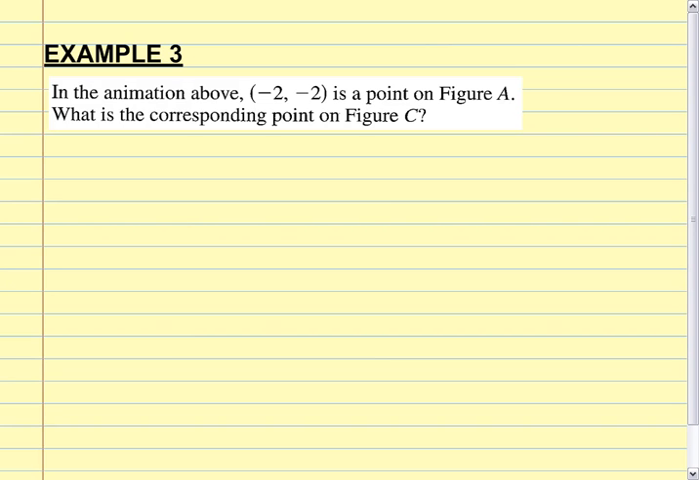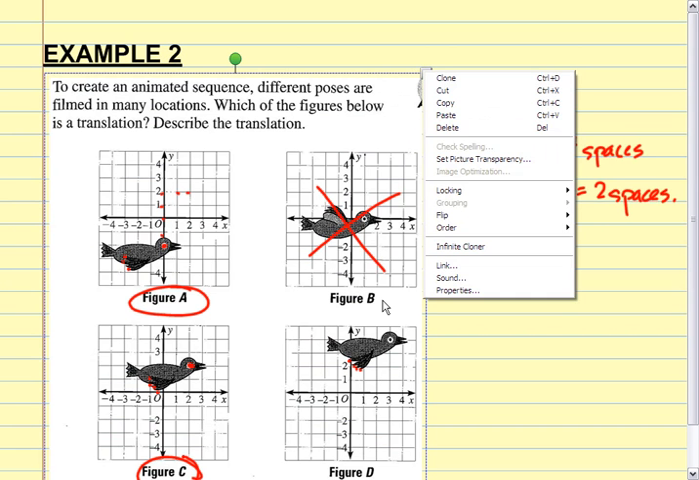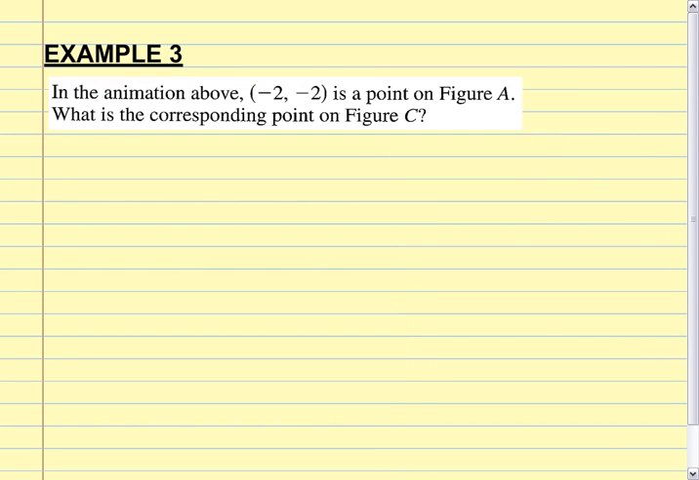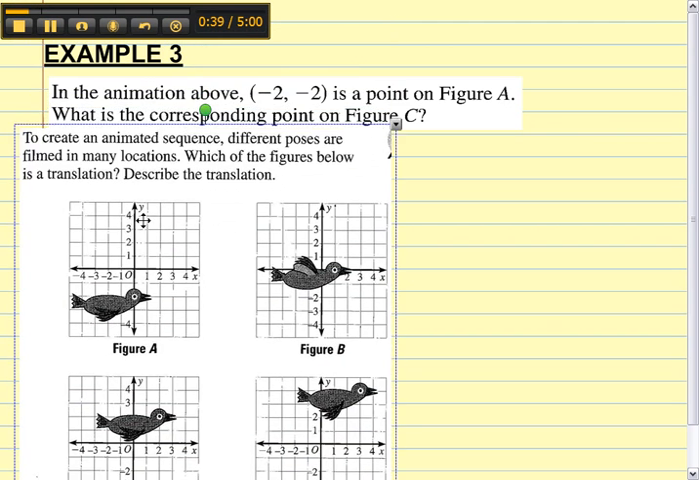Okay, folks, now, in example number 3, it says in the animation above, the one that we just did in example 2, -2 comma 2 is a point on figure A. Okay? What is the corresponding point on figure C? Now let's go back and look at this picture. In fact, I'm going to copy it and bring it down to the next slide so we can look at it. Okay? Let's see. There we go. Let me scoot it down so we can see.